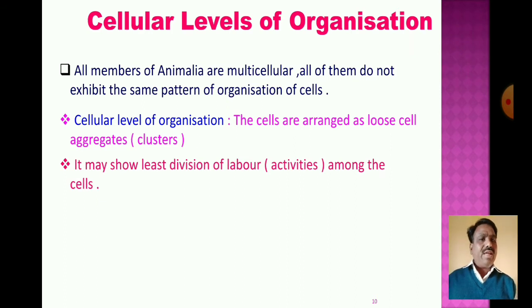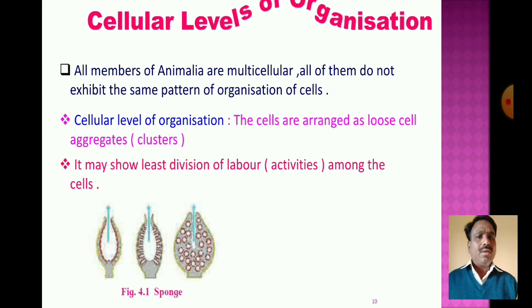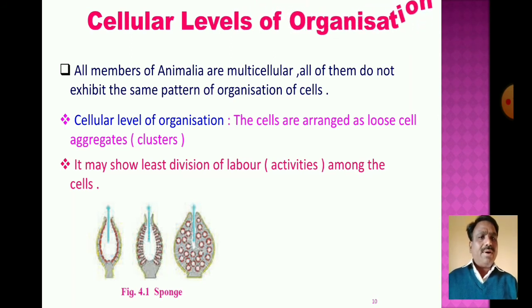It may show the least division of labor, activities and functions among the cells. So in this way, sponges have a very simple type of cellular level of organization. In the cellular level of organization in sponges, there is the least division of labor and activities among the cells. Their arrangement is as loose cells or aggregate cluster forms.